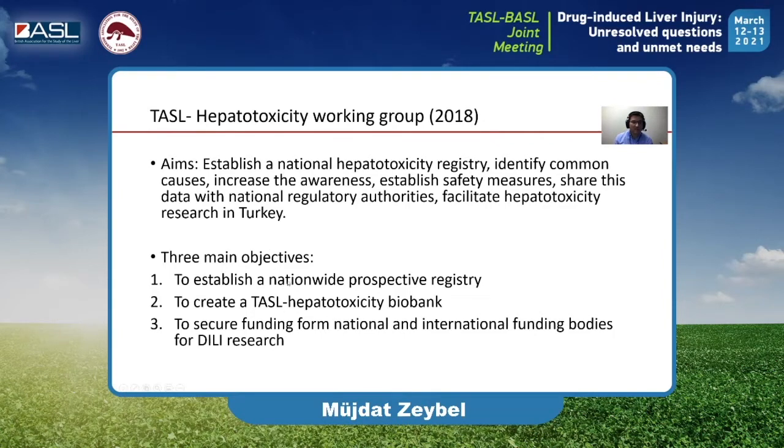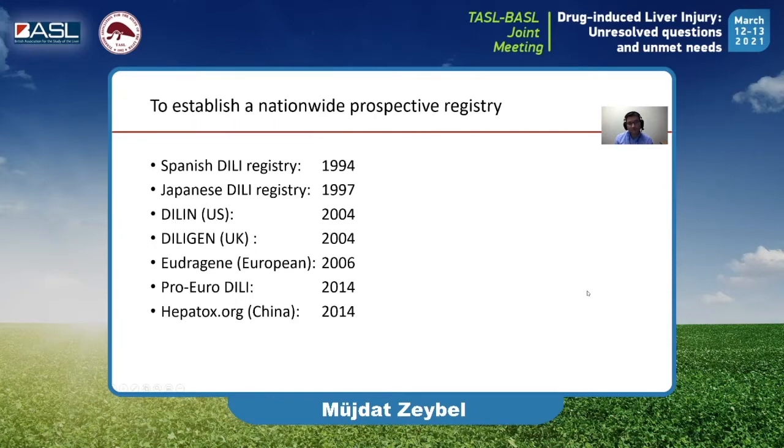There were three main objectives. One was to establish this nationwide prospective registry, the second to create a biobank, and the last to get funding from national and international funding bodies for DILI research.